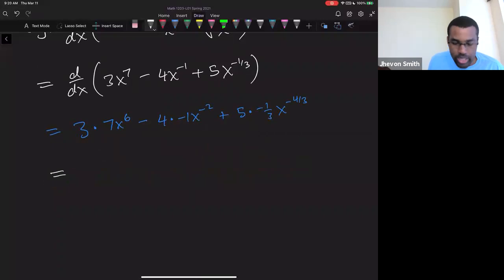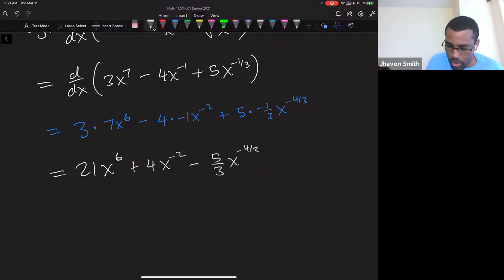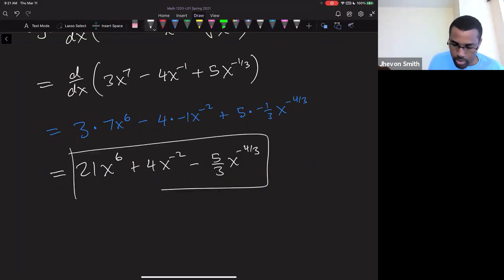But many of you can probably actually skip to this. The 7 times 3 is going to become 21. This will become a plus 4x to the minus 2. This becomes minus 5 over 3 x to the minus 4 over 3. And that's how you do that.